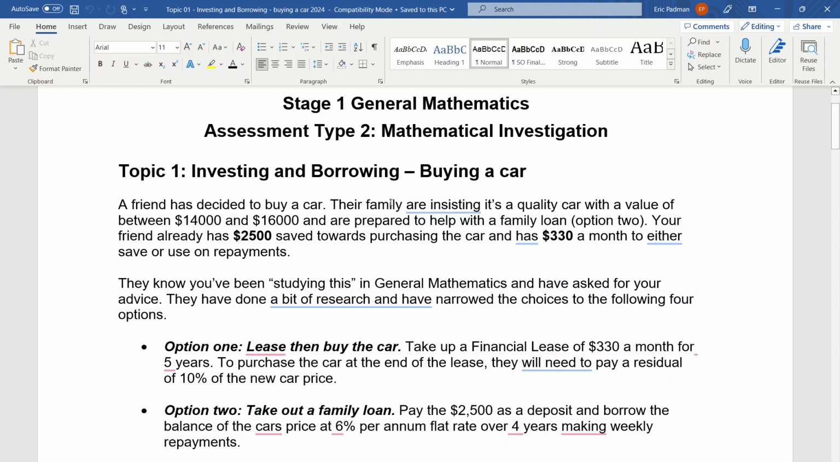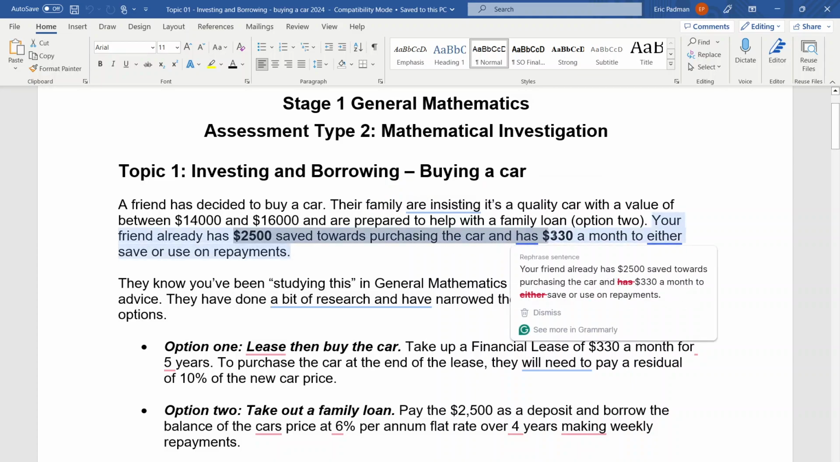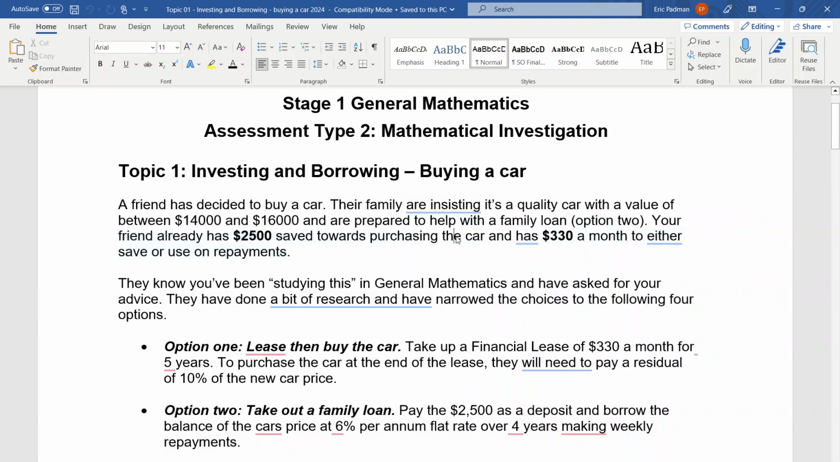Their family are insisting it's a quality car with a value of between 14,000 and 16,000. Now I'm going to use a slightly larger value, which you can't use in your assignment. So just try to stick to these numbers because these numbers dictate the other numbers that the assignment is set up around. Okay, so there's a lot of requirements here. If you change one thing, you need to change a lot of things. So try to stick to these conditions.